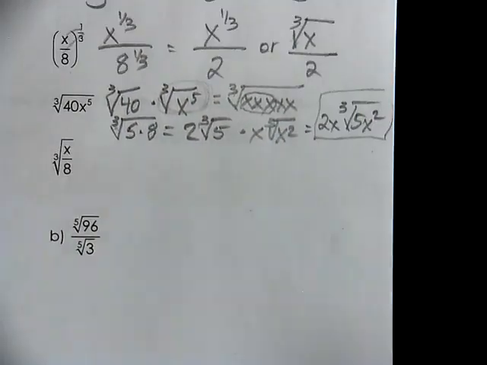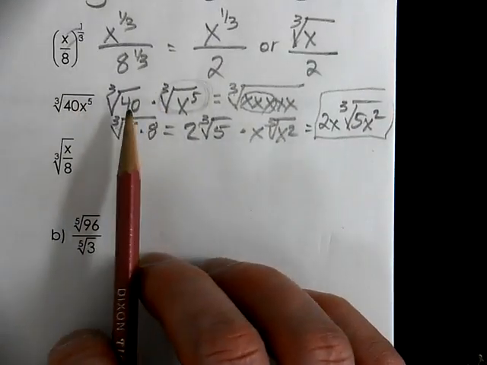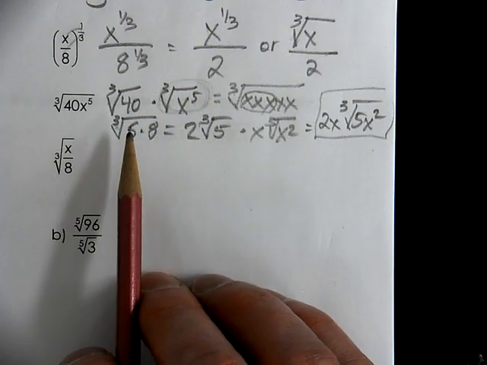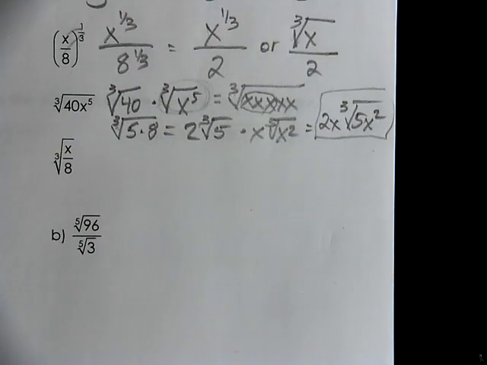This seemed a little complicated, probably more complicated than it has to be, but we broke it apart into numbers and variables. We worked on the numbers, then we worked on the variables, and we combined it together. Numbers on the outside multiply together, numbers on the inside multiply together.